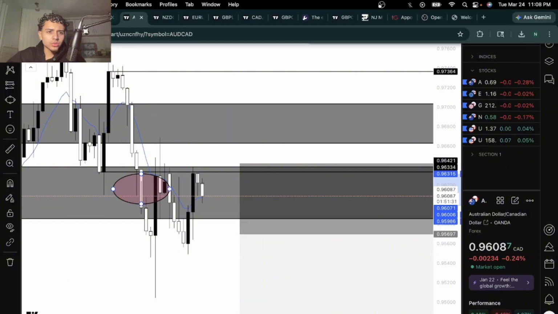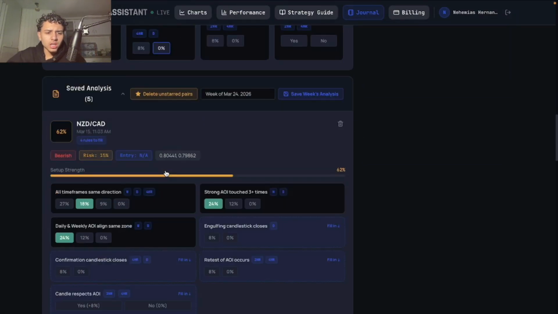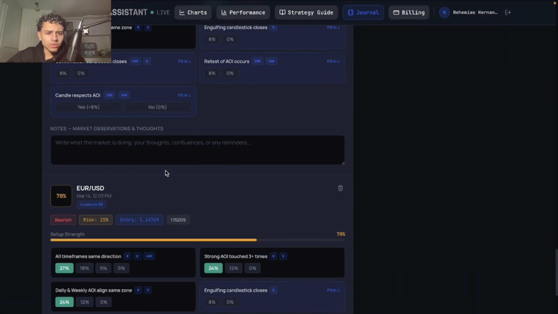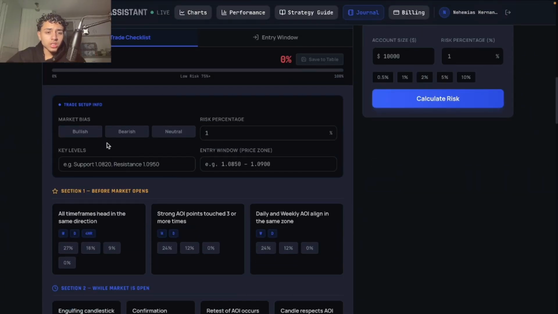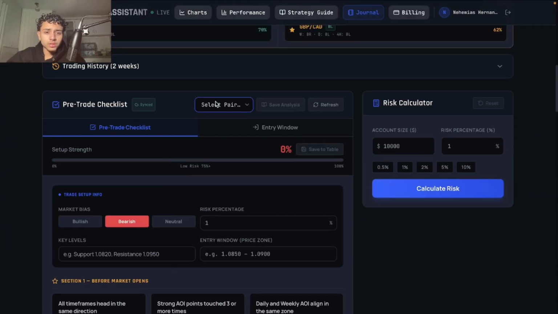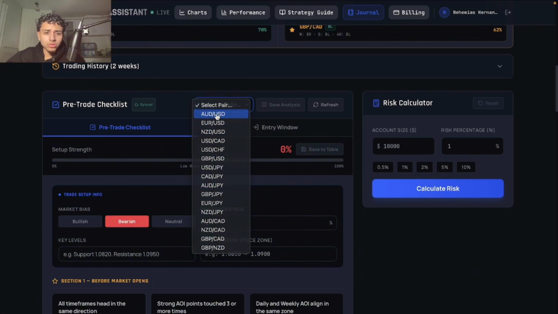So let's go to AUD CAD. Do we have it over here? No, because we forgot to put it there and we deleted it. So AUD CAD is a bearish market, right? Let's put here, select pair. AUD CAD. Where's AUD CAD at? AUD CAD is over here.